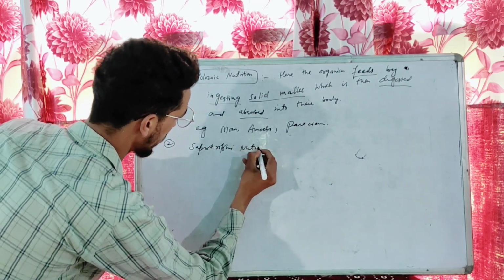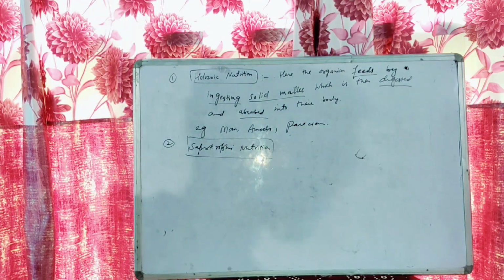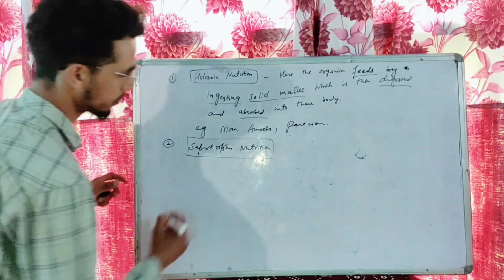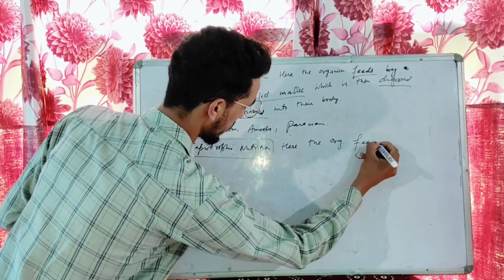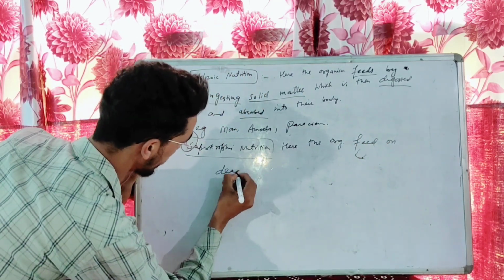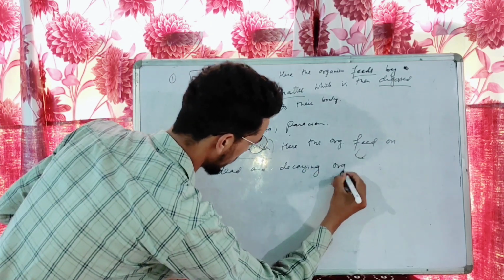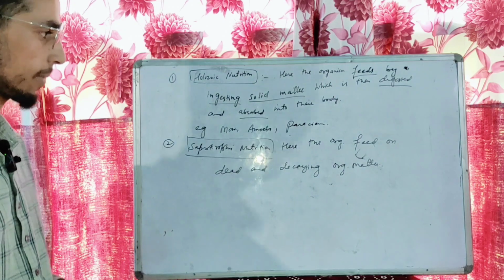Saprotrophic nutrition. Here the organism derives food from dead and decaying living organisms. So here the organism feeds on dead and decaying organic matter.